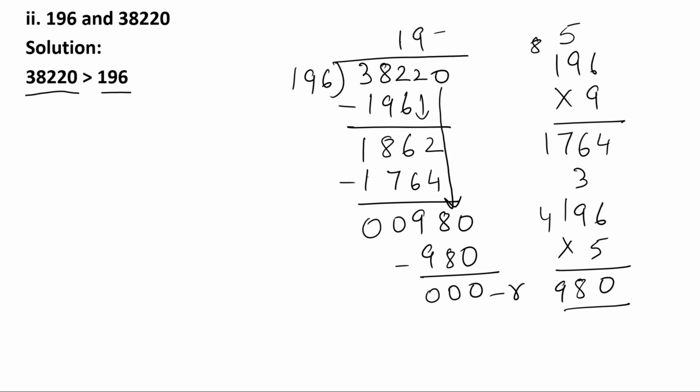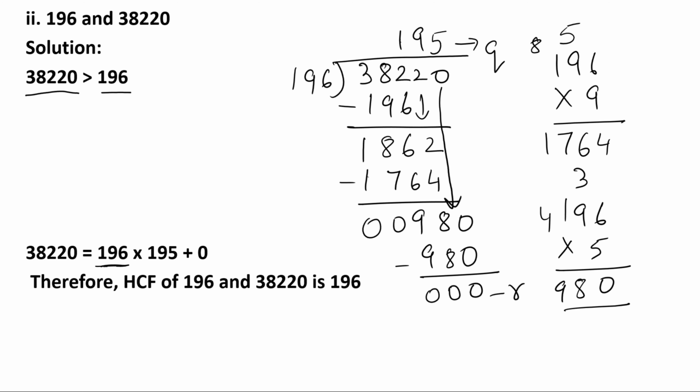This is the quotient. Now we write it as divisor times quotient plus remainder: 196 times 195 plus 0. So at this stage, 196 is the divisor, which becomes the HCF of the given problem. So HCF is 196. In the first division itself, we got the HCF in this case. Let's see the next one.